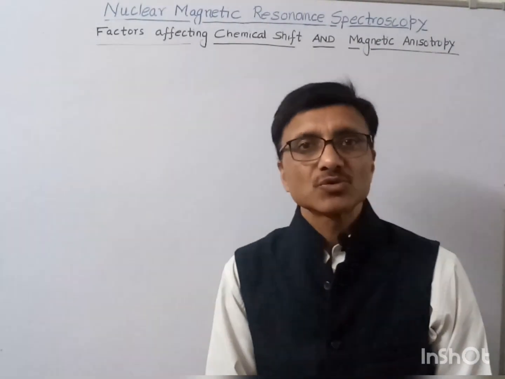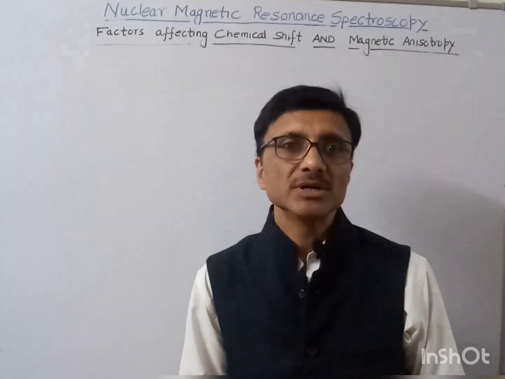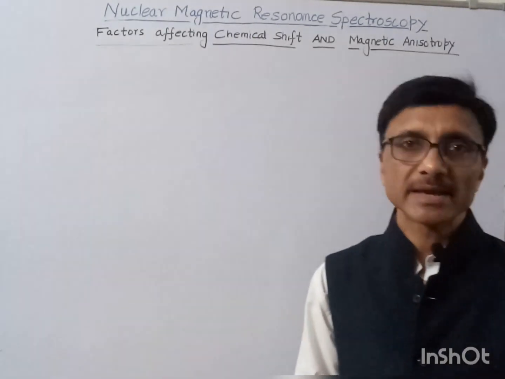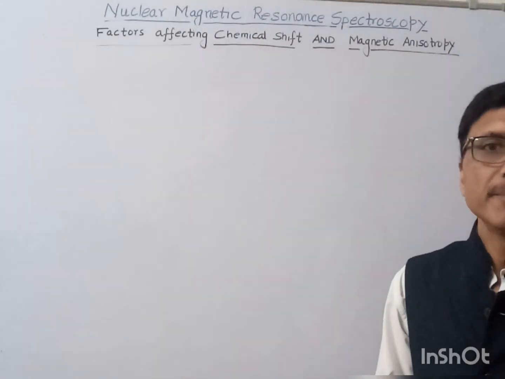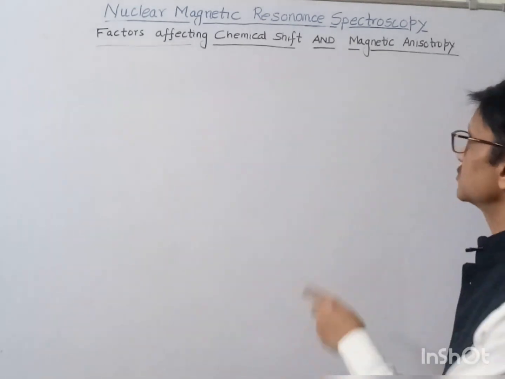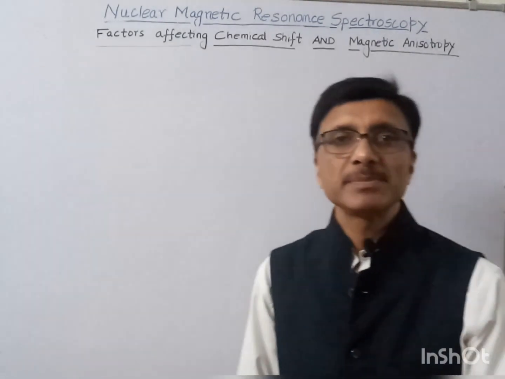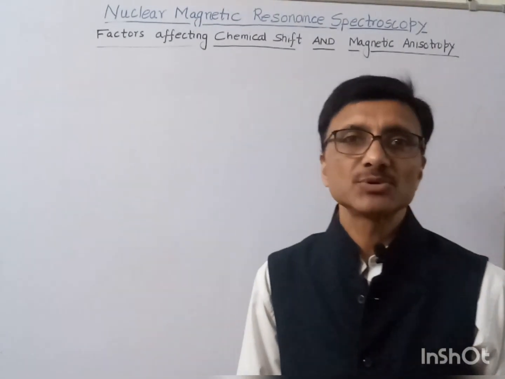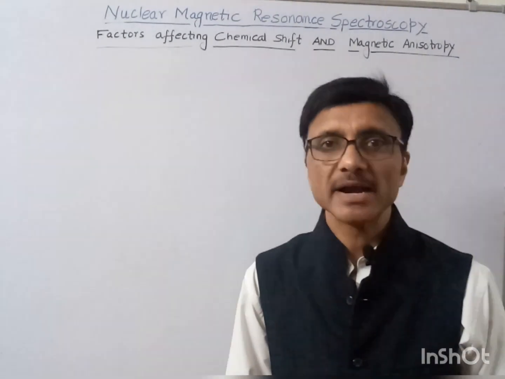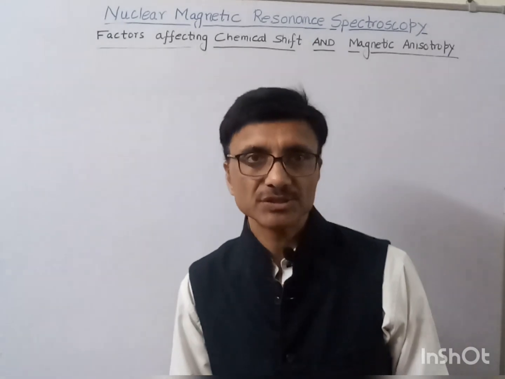In NMR Spectroscopy, today I will explain about the factors which affect the chemical shift and magnetic anisotropy, which is also called the anisotropic effect. In my previous lecture, I gave you the concept of shielding and deshielding and about the chemical shift.